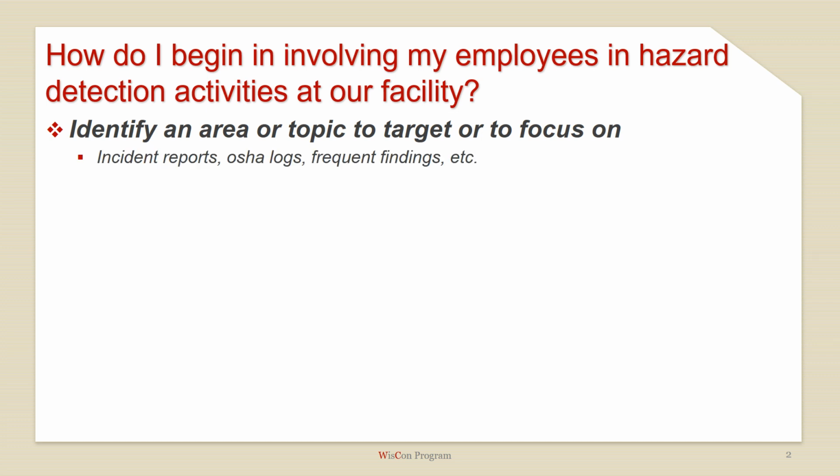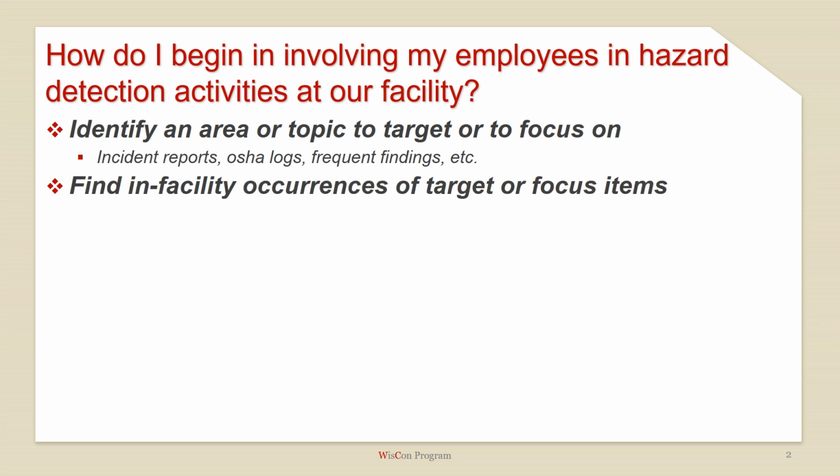This can be done using your incident reports, your OSHA log, frequent entries, frequent findings during self-inspections. You can inquire with employees if they have areas of focus or interest. Find in-facility occurrences of target or focus items. To go in the facility, take a camera, take a picture of what I call good, bad, and ugly. This is out of compliance, this is in compliance, this isn't what we typically are seeing.